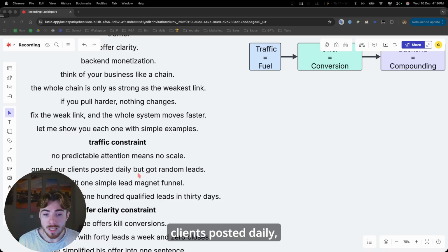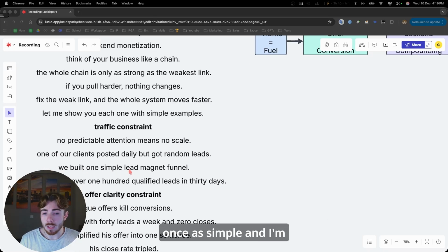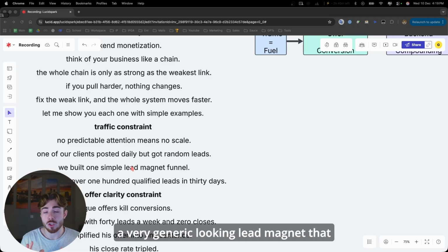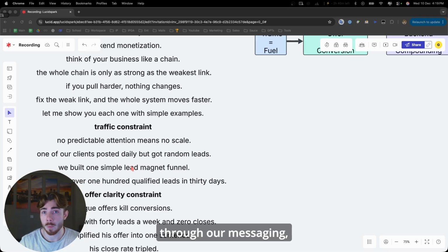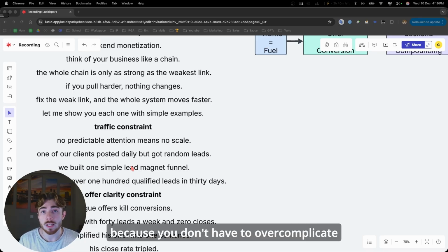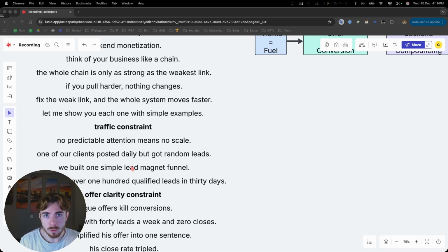One of our clients posted daily, but got random leads, right? We built one simple, and when I say simple, I mean just a very generic looking lead magnet that basically spoke directly to his ICP through our messaging, because you don't have to overcomplicate stuff at the end of the day. Simplicity is the best thing ever, right? Focus on simplicity, focus on actually just getting the bare minimum done, right?